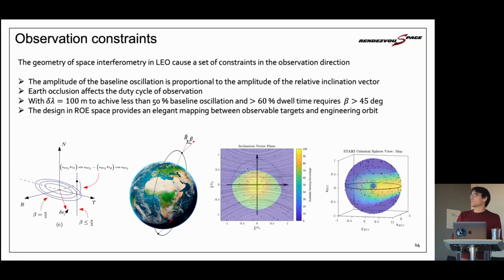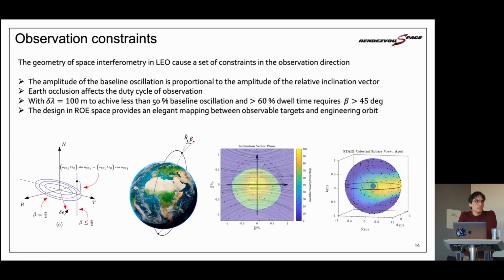In particular, if we are at 500 kilometers altitude with a long track separation delta lambda of 100 meters, if you want to achieve less than 50% baseline oscillation, if you want to have more than 60% of duty cycle, due to the Earth exclusion angle, we need to operate at a beta angle that is larger than 45 degrees.